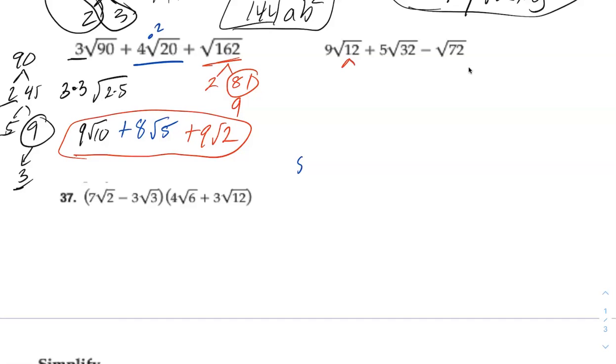Next one, I think I have some stuff in the next one. 12. 12 is 2 times 6. That's 2 times 3. Pair of 2s that comes out. Remember, there's 2 things on the outside, you multiply. So 18 rad 3.